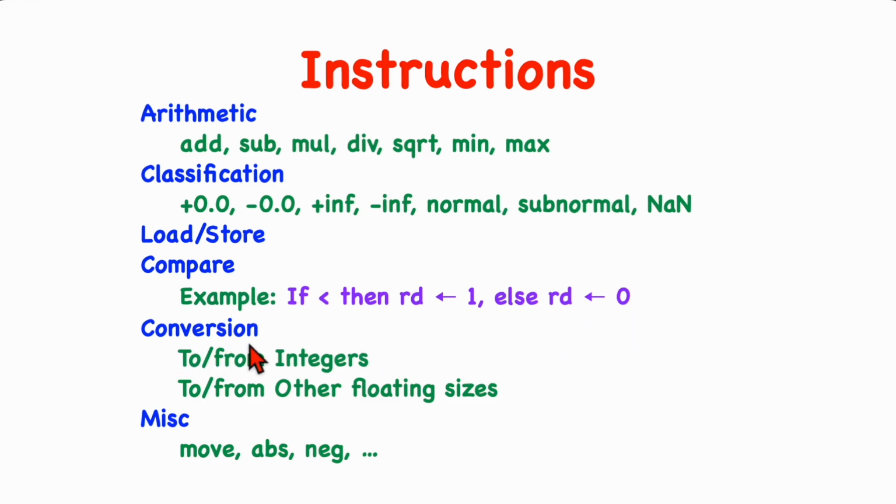And we have a bunch of conversion instructions. We can convert back and forth between integer values in the general purpose integer registers, and we can convert between the different precisions of floating point numbers. And finally, we have some other miscellaneous instructions, for example, to move values between floating point registers, to compute the absolute value, or to negate floating point numbers, and so on.